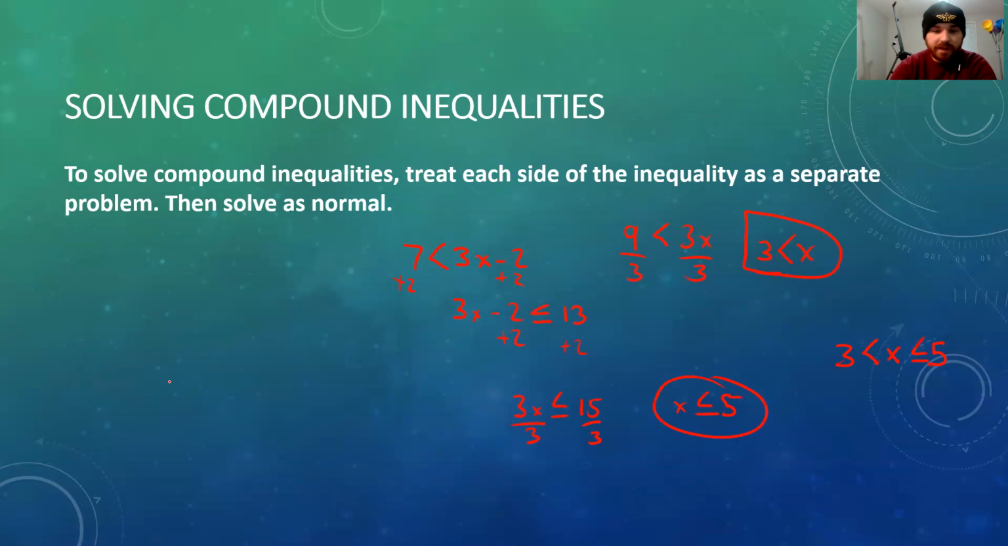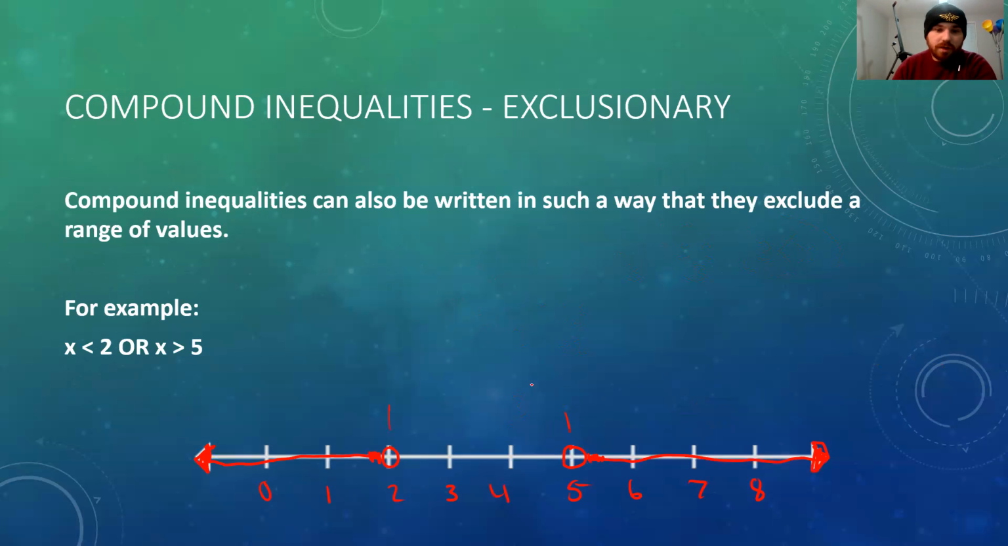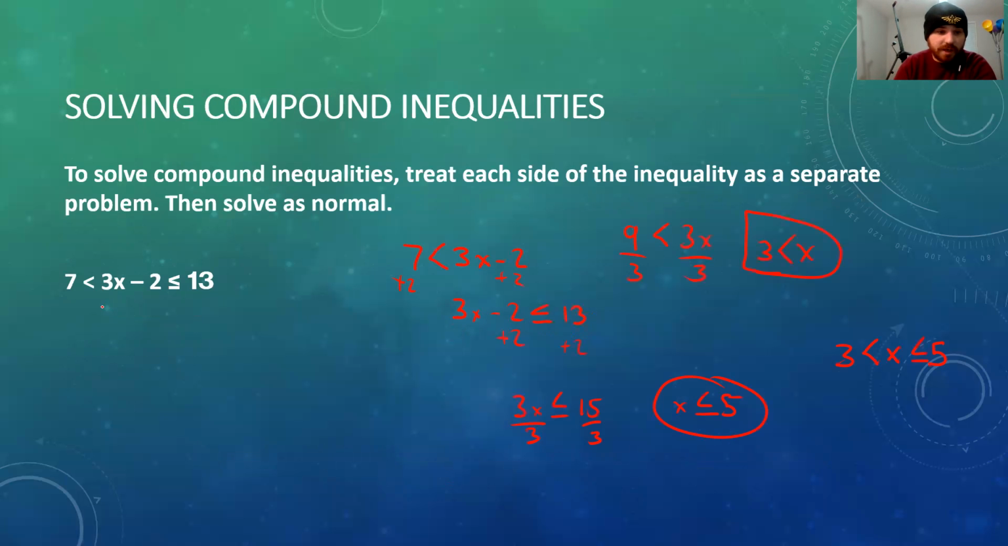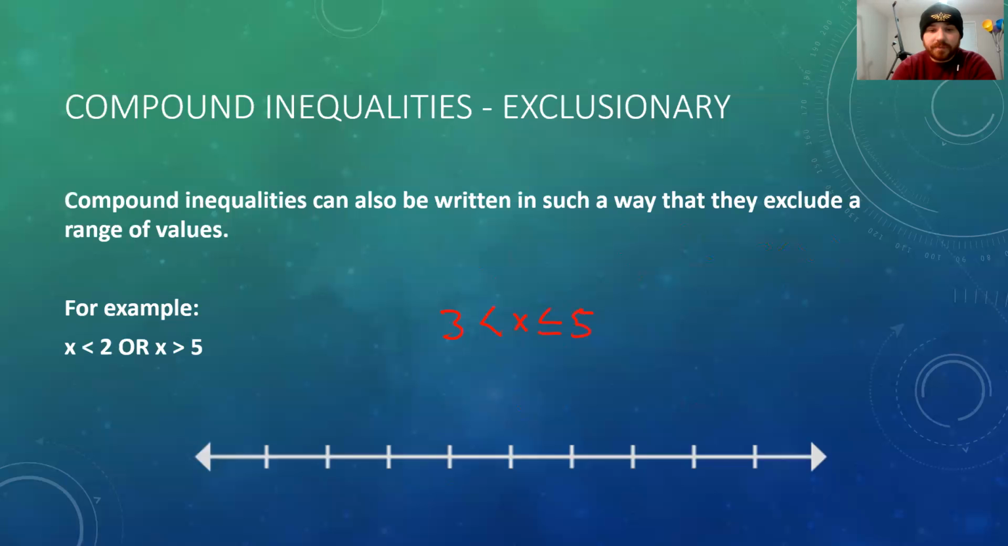So let's just go back here. So we had 3 less than x less than or equal to 5. Now, again, if you were doing this on a test, you would probably want to check both of those answers in the original inequality. For example, the easiest number to pick is 4, because it's right in between these. If I go back and check the original formula, if I plug in 4, we're going to have 7 is less than 3 times 4 is 12, minus 2 is 10, which is less than or equal to 13. And this works. 10 is greater than 7 and less than or equal to 13. So this does, in fact, work. So my inequality is probably correct.